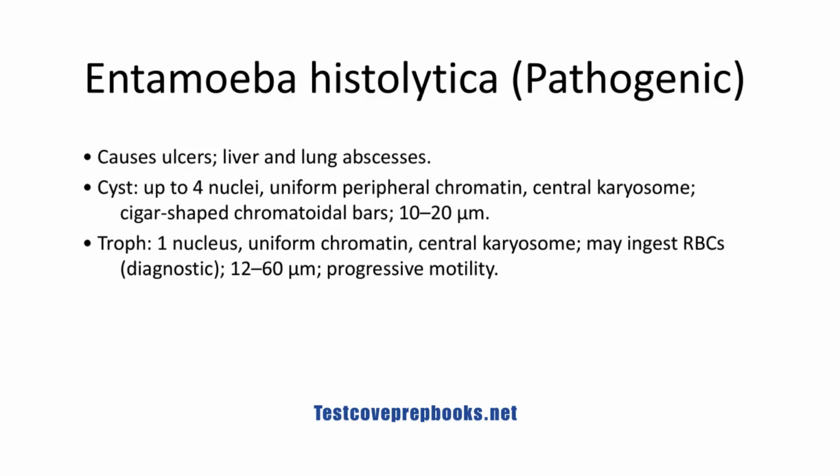The trophozoite stage has a single nucleus with uniform peripheral chromatin and a central karyosome. A key diagnostic feature is the ingestion of red blood cells inside the trophs. These measure 12 to 60 micrometers and show progressive motility.